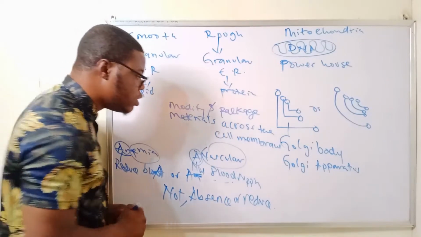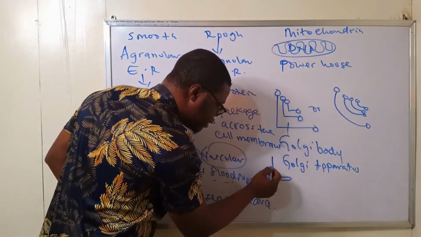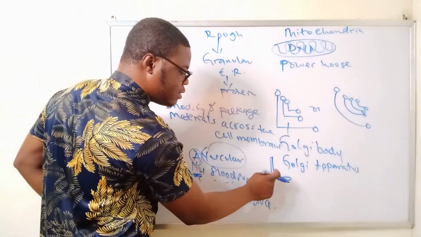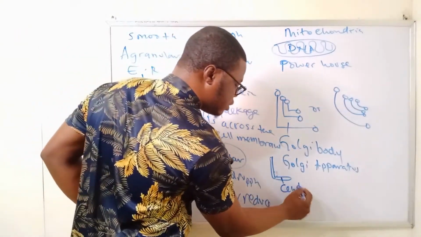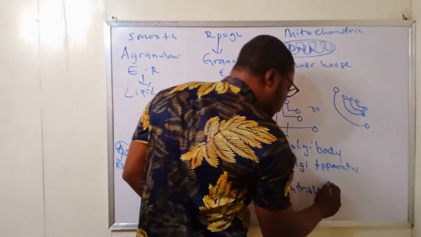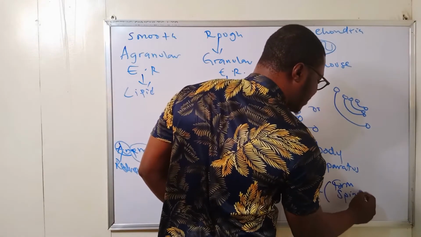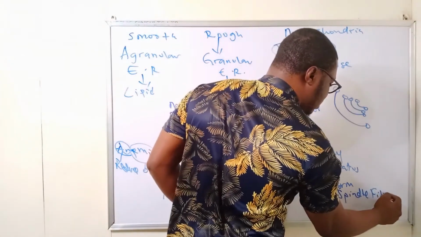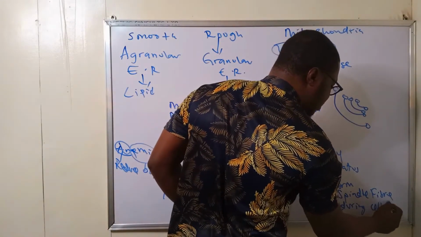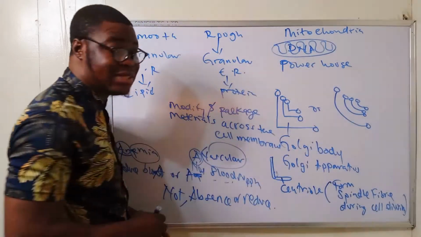Apart from that, we have other organelles such as the centriole. Centrioles lie 90 degrees to themselves. So you see that this is 90 degrees. They are called the centriole, and their function is to form what we call spindle fiber during cell division. So leave that alone for now. I will talk about mitosis and meiosis some other time.